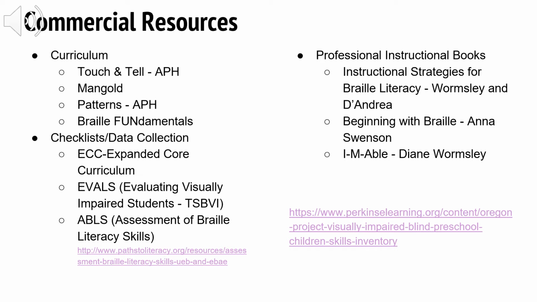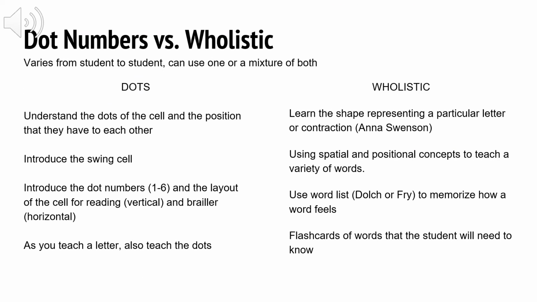There are also professional instructional books available. Some of those are Instructional Strategies for Braille Literacy, Beginning with Braille, or I Am Able. The most common instructional approach to teaching Braille is using dots within the Braille cell. Understand the dots of the cell and the position that they have to each other. You can introduce the swing cell, the dot numbers, and the layout of the cell for reading. As you teach a letter, also teach the dots.